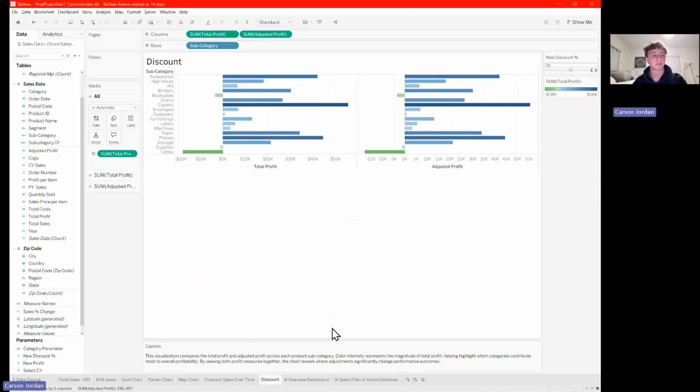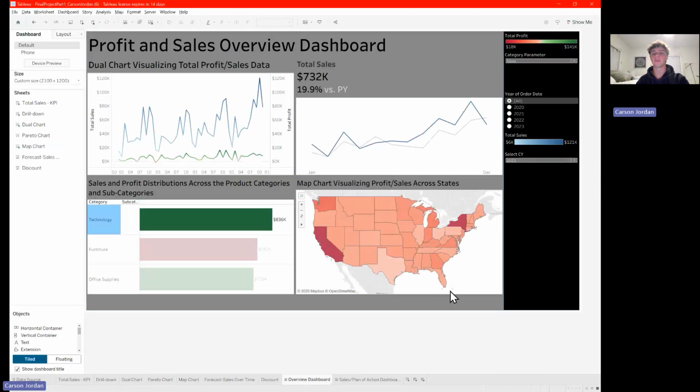So let's go to my dashboard. This is my overview. I know we got a few colors going on here. I probably could have organized it a little better. I was just going with what I felt like. It's a little creative with the colors. I would probably do it differently next time, but not a bad representation of the profit and sales.